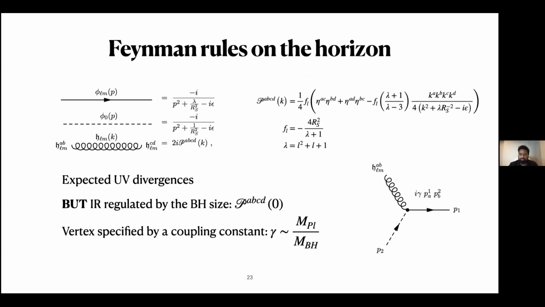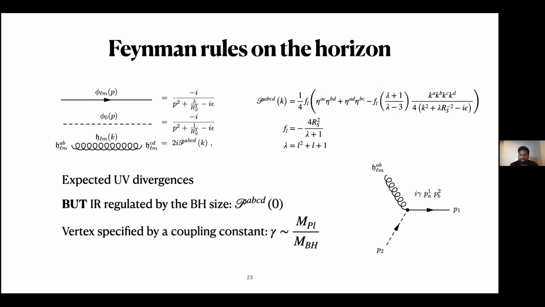So in the near horizon region, one can write down the Feynman rules. There's a familiar scalar field propagator where, in 2D, there's an effective mass that comes from the partial waves. And the graviton propagator can also be written down. Remember that this is only in the near horizon region. I haven't solved anything here. I've just inverted the operators in the near horizon region.